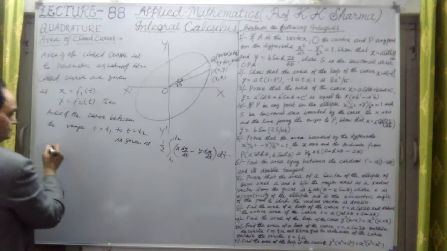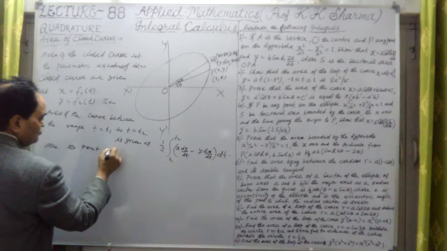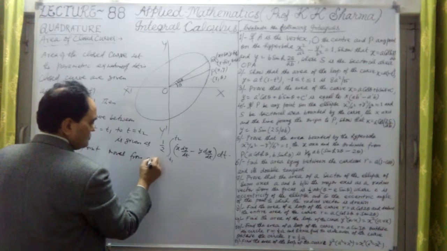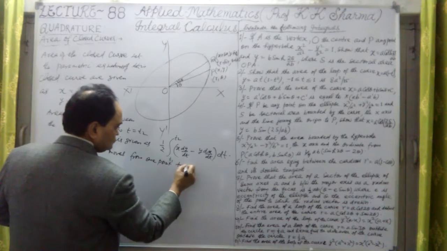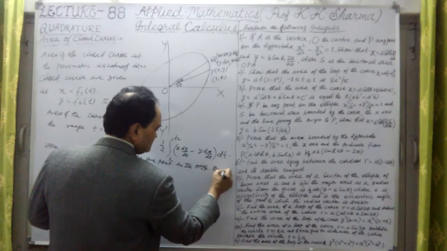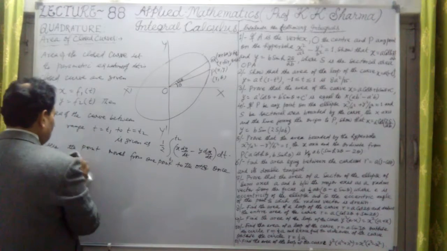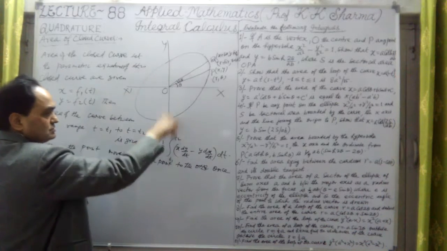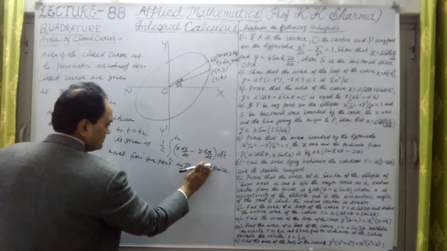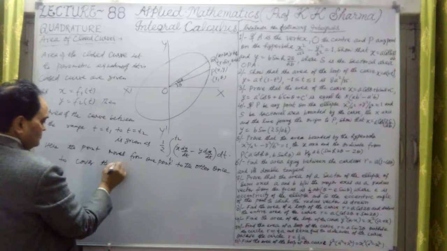Here the point moves from one point to the other, once, to cover the whole area. If the point moves once from one point back to the same point, then it will cover the whole area. We only have to cover it once to cover the whole area.